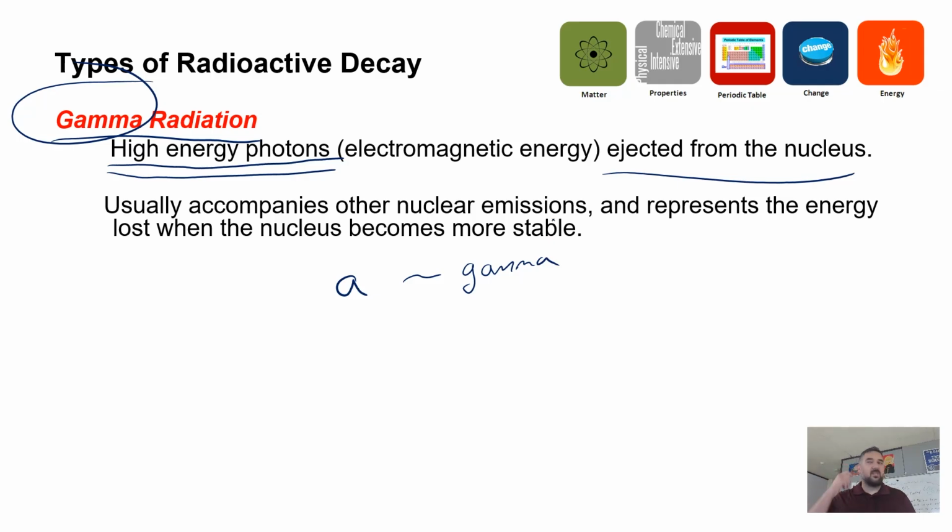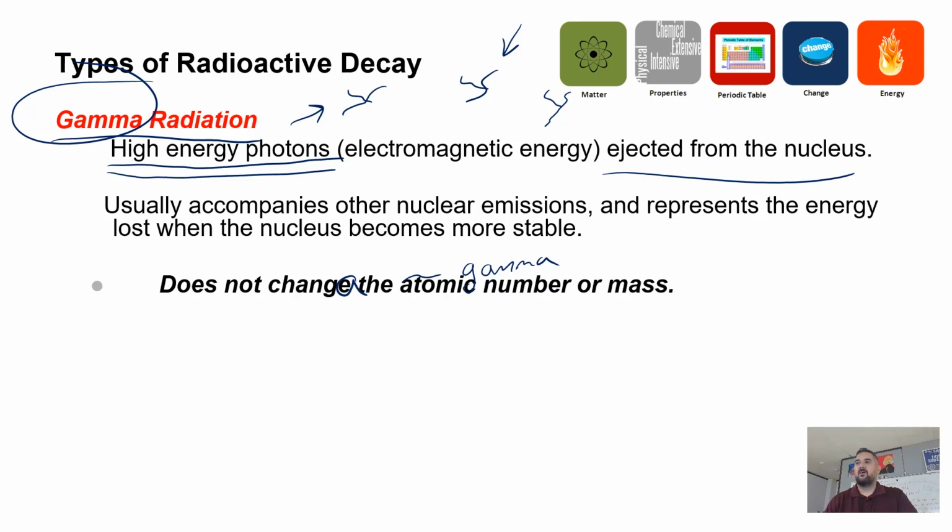Another important thing you need to know about gamma is the symbol. And the symbol is this squiggly Y. So this is the symbol for gamma. All right, let's keep going.